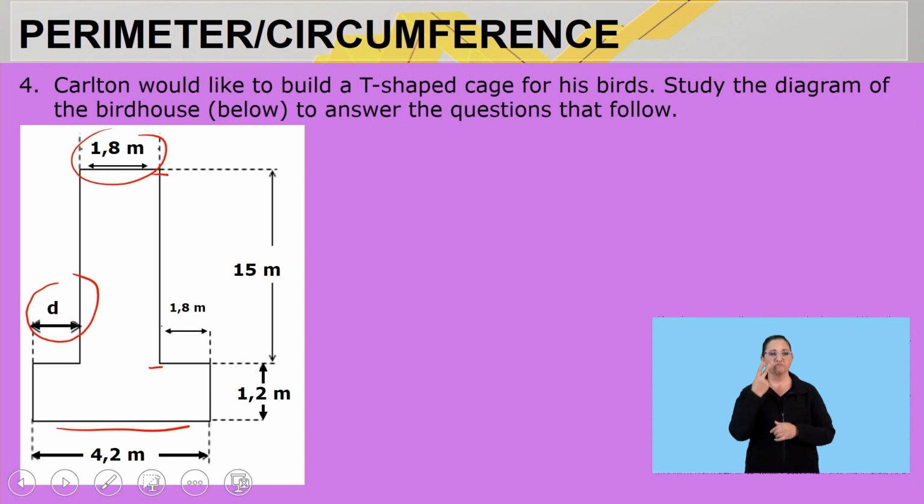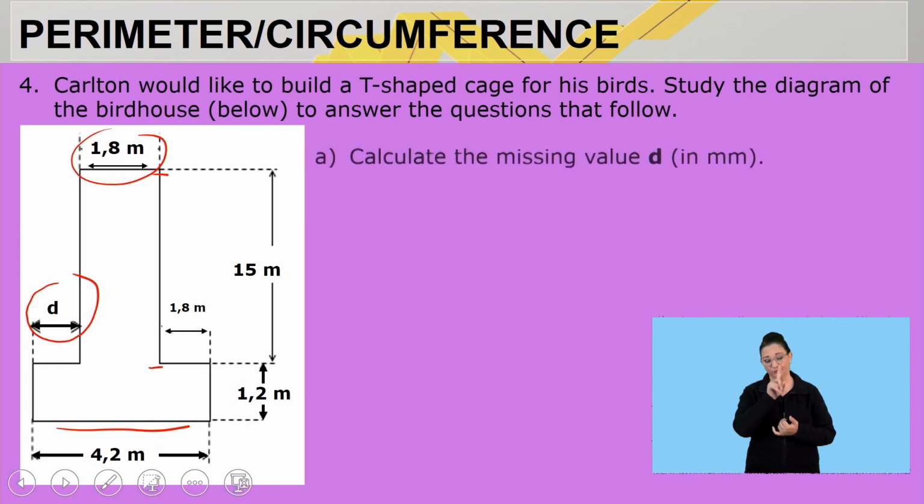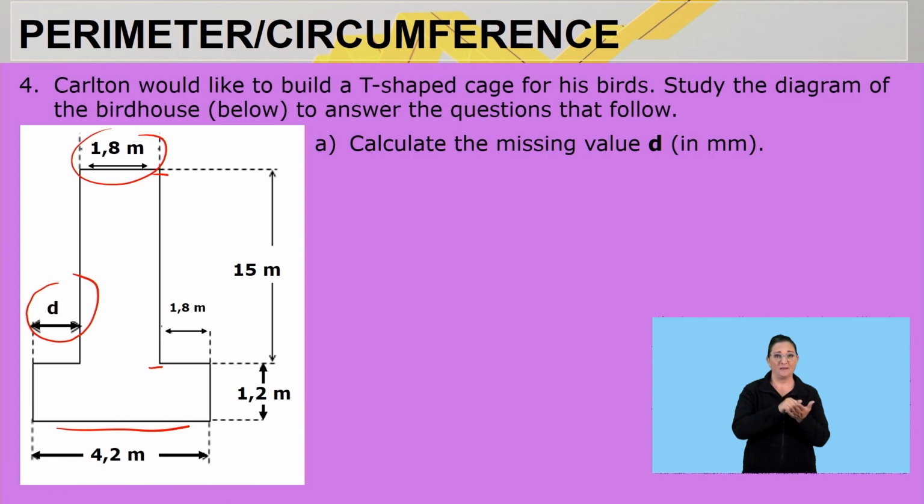So I familiarized myself now with what is presented on paper here. Let's look at our question. Question number A says, calculate the missing value D, and that should be in millimeters. Now, let's make sense of what we have here. This is what we are looking for, D. If I look at this length, all the way from here to here, it's 4.2 meters. What else do I know? That from here to here is 1.8. Then there's another 1.8 till here.